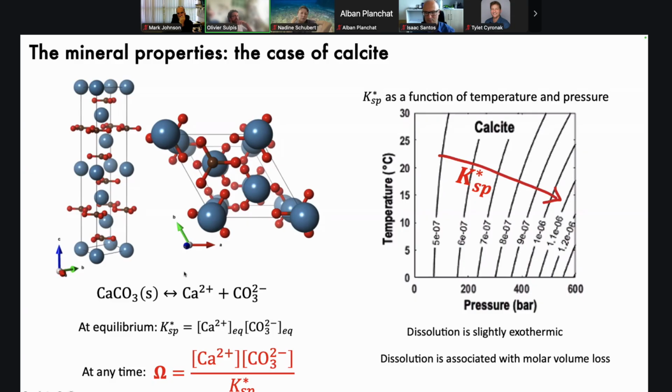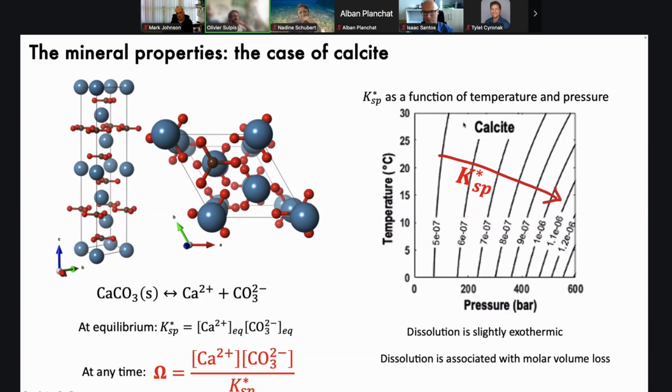Okay, and at any given time or any given place in the ocean, we can define something that we call omega. It's also called the saturation state of seawater, and it's simply the ratio of this ionic product that we have in seawater with what we should have in order to be at equilibrium. So here, if omega is 1, you have just the right amount of calcium and of carbonate, and calcite should not dissolve. If it's less than 1, then you don't have enough calcium or carbonate ion, one or the other, or both, and calcite should spontaneously dissolve.